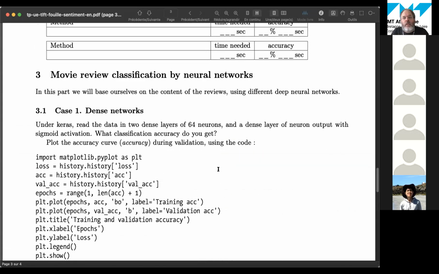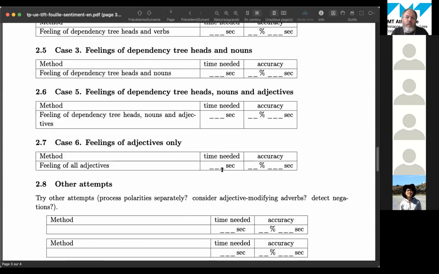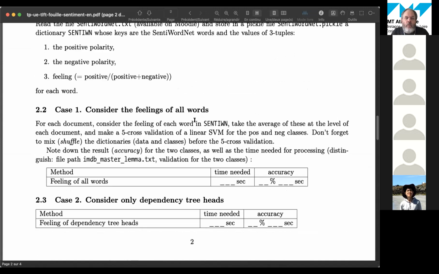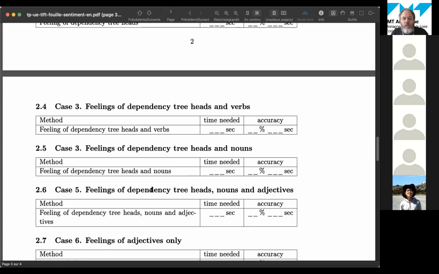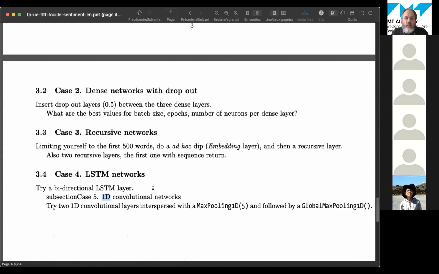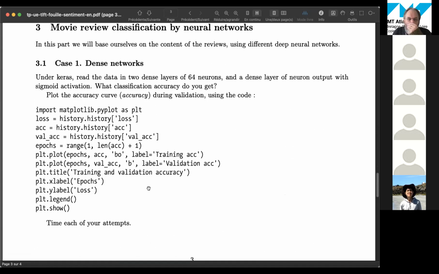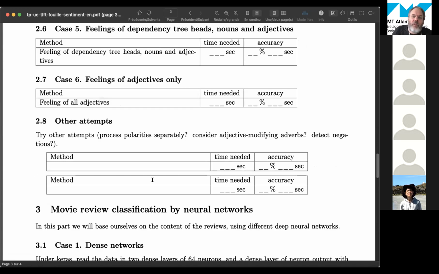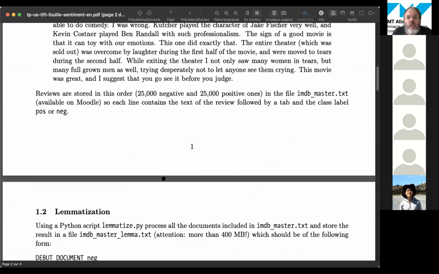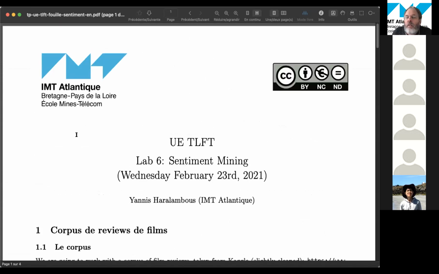So as always, I will put in a few days the solutions with the complete code of every case and the results. I will put them on Moodle so you can check it out. It would be better you try it on your own before that. And this concludes the presentation of the lab and the lecture.